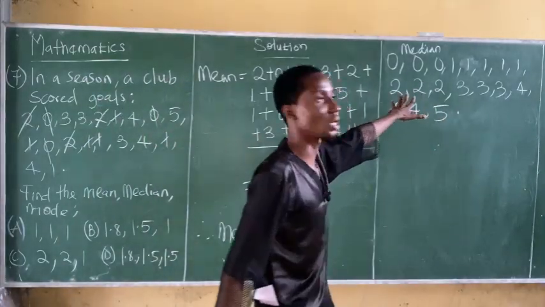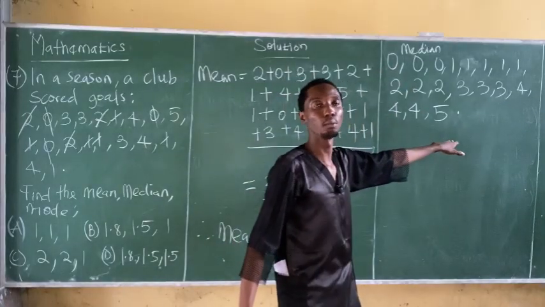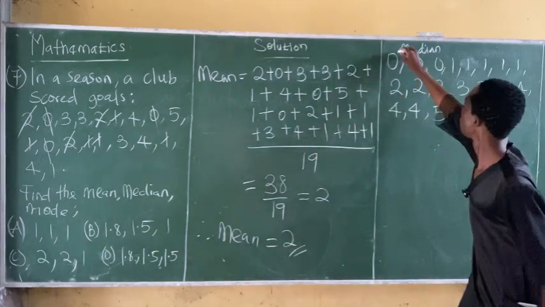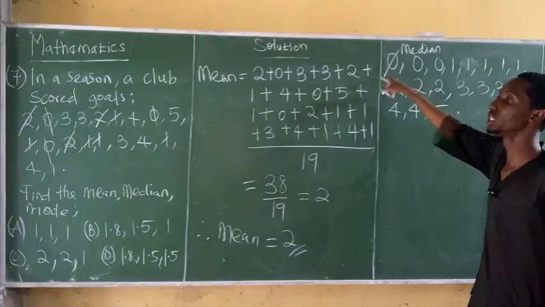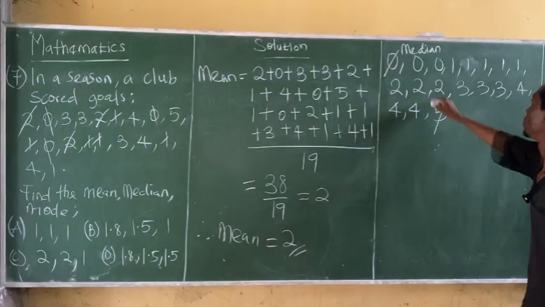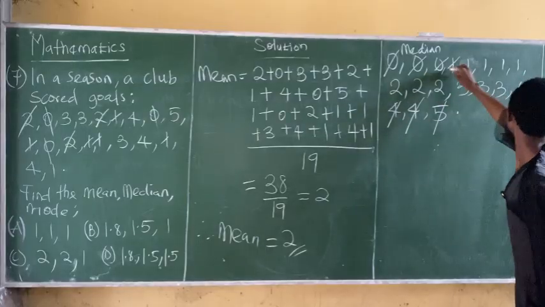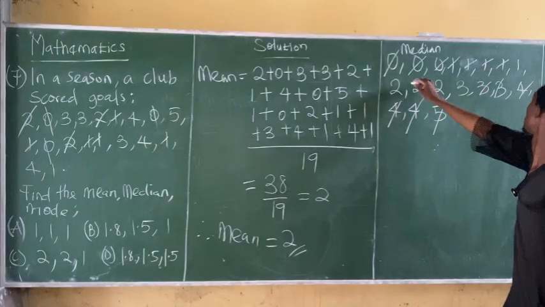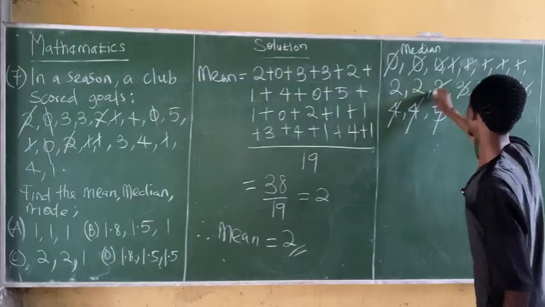Now we have arranged these numbers in ascending order, from the least number to the highest number. Now what do we do here? We start counting. From here we'll cancel 1. We are looking for the middle number. So if we cancel 1 from the beginning, we need to cancel 1 from the end. This will take away this, and this will take away this, and so on.